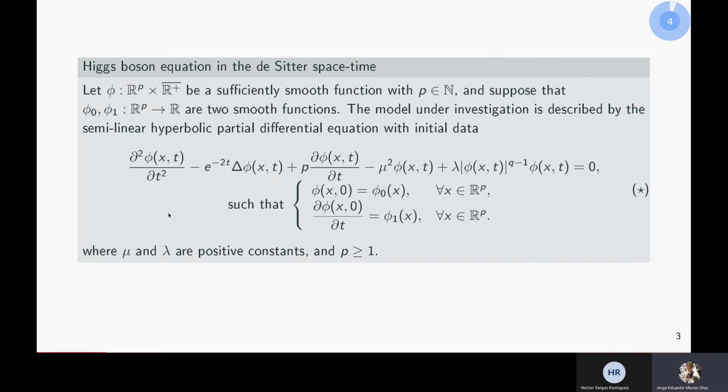Okay, so about the background. The motivation of this talk is this equation, which is here. This is a hyperbolic model. This is actually the Higgs boson equation in the de Sitter spacetime. You can see that this is a diffusion equation, which has a non-constant diffusion in front of this term, and this is the derivative of the potential function. We're going to consider initial and boundary conditions. P is going to represent the number of dimensions.